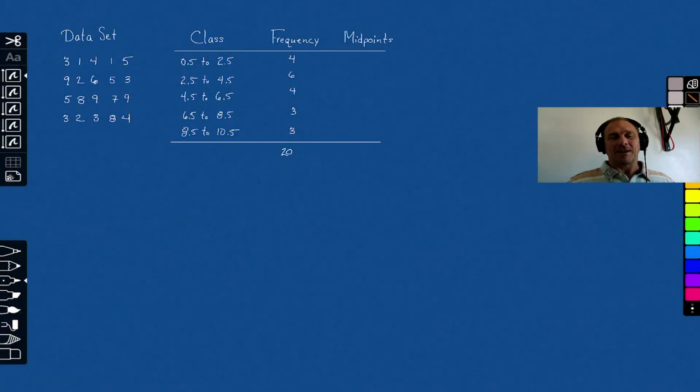I am Tom, and today we are going to find the mean, the median, and the mode from a frequency distribution. And I want to show you the motivation for this as well.